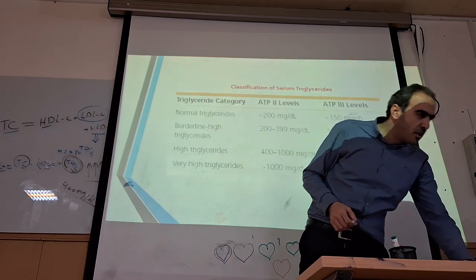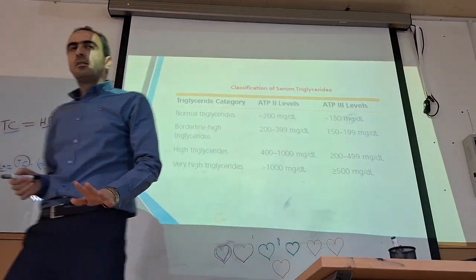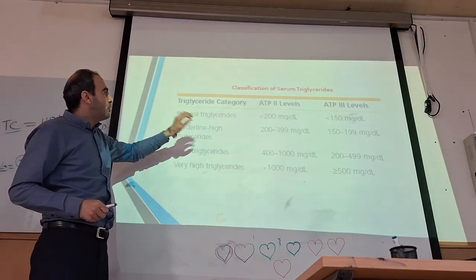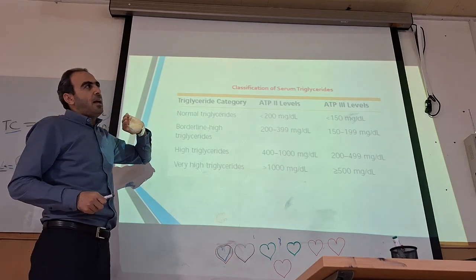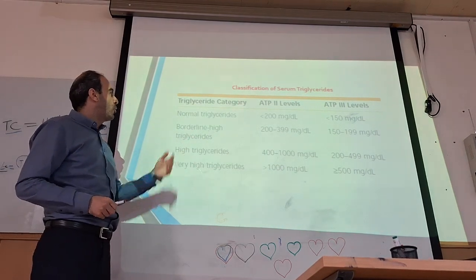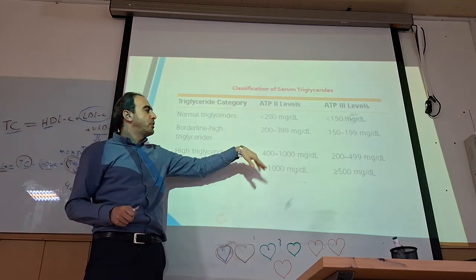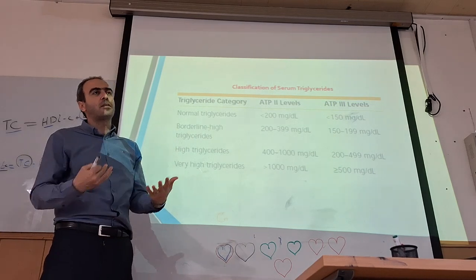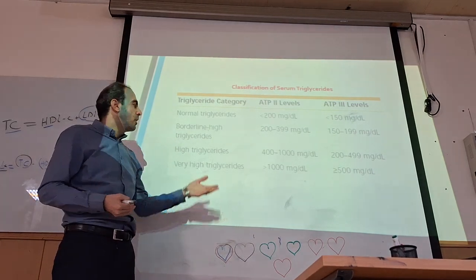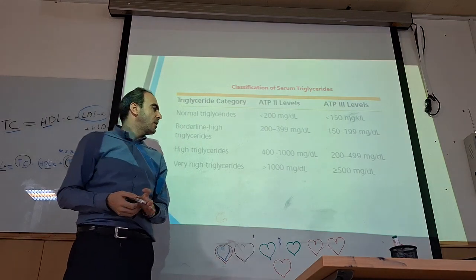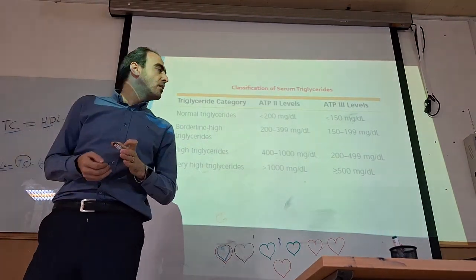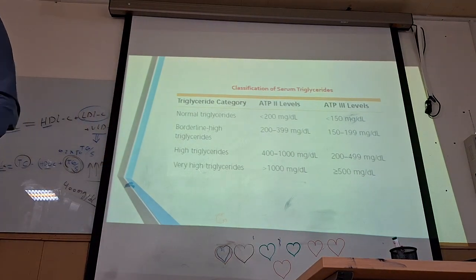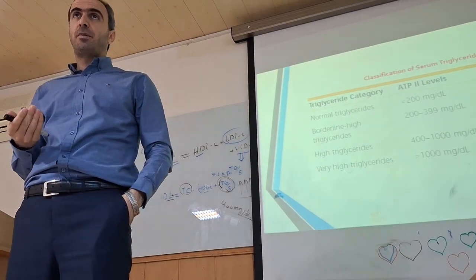Related to triglyceride, exactly like cholesterol: less than 200 is normal, 200 to near 400 is borderline, 400 to 1000 is high, also known as the critical level of triglyceride, and more than 1000 is known as very high triglyceride. And sometimes triglyceride can increase more than 10,000. It happens in some patients.